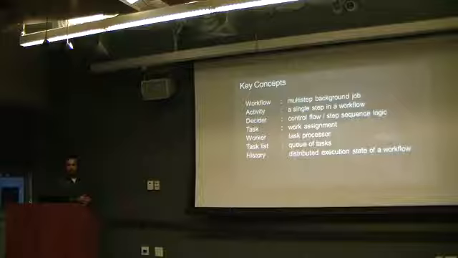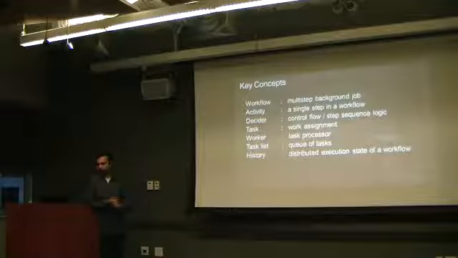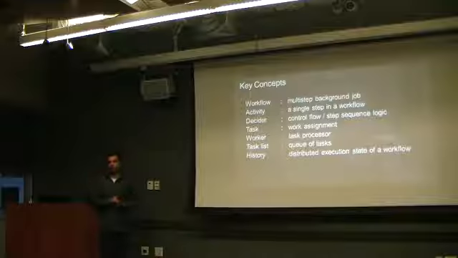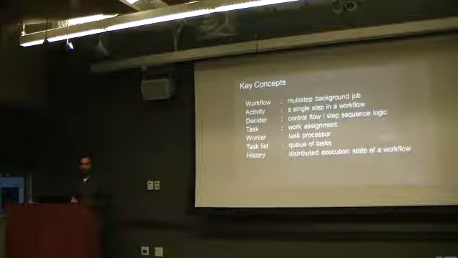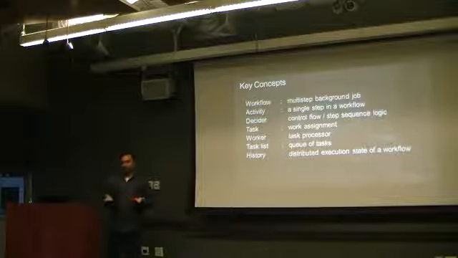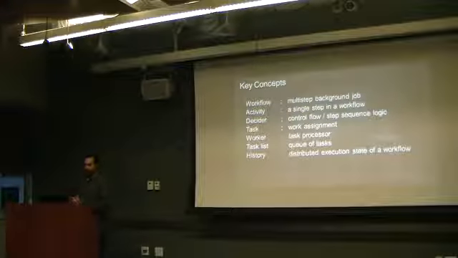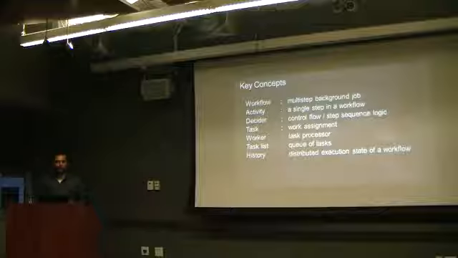Okay, so a quick summary of concepts. Workflow, think of it as a multi-step background job. An activity is one step in that background job. A decider is a control flow. Task is a work assignment. Worker is a task processor. Task list is just a queue. And history is the distributed execution state.